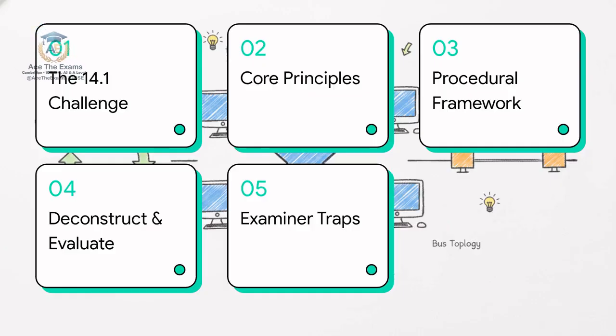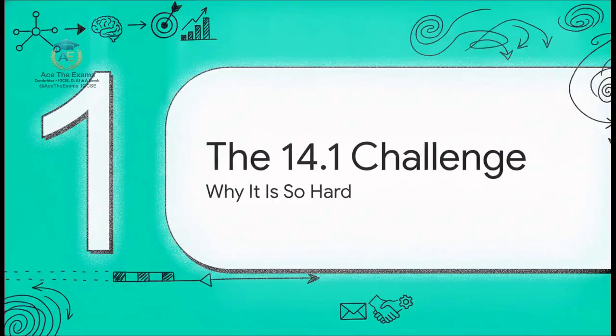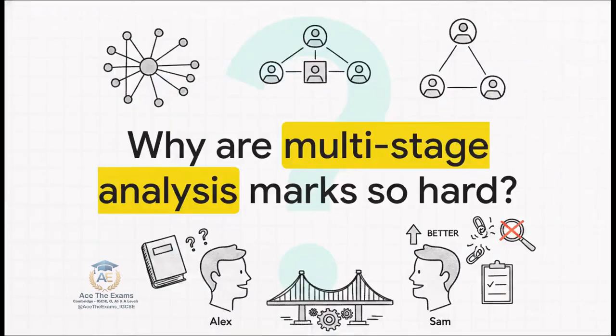Let's jump right in. So, Section 1, the 14.1 challenge. Let's figure out exactly why this specific topic trips up so many incredibly bright students year after year. Here is the big question. Even when students know the technical definitions perfectly, like they can recite the textbook backward, they still consistently drop crucial method marks on these specific exam questions.